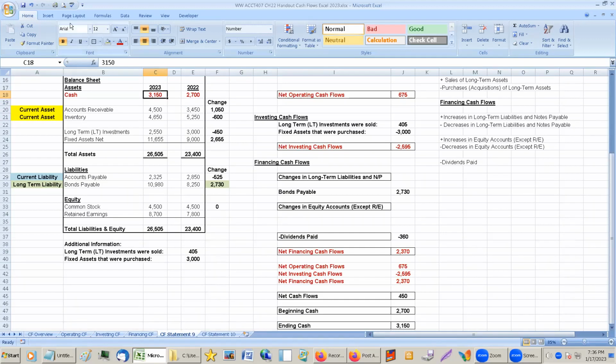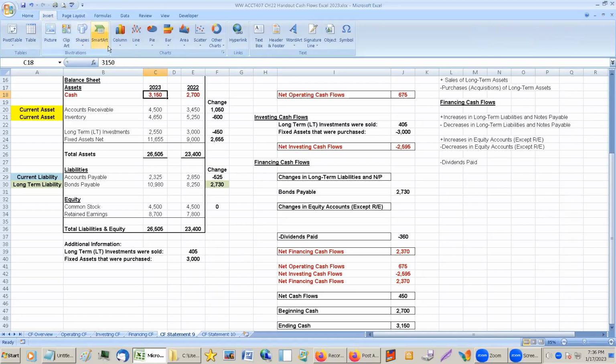What idiot made this spreadsheet anyway? All right, so let's see, insert.